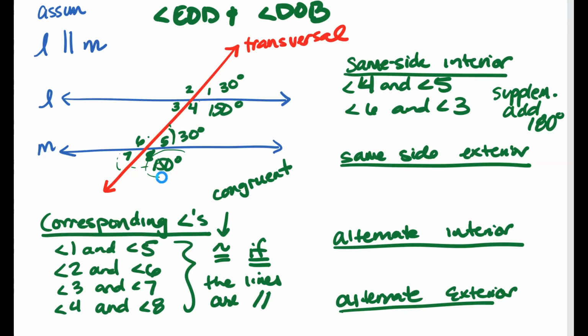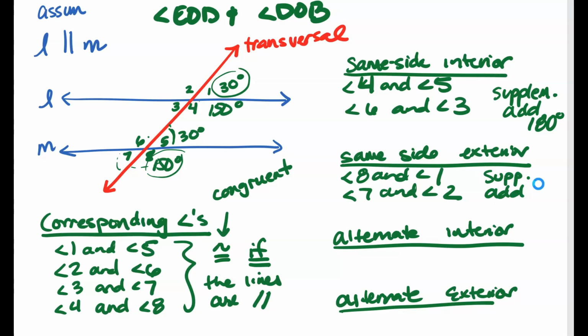Same side exterior is the same side of the transversal, but on the outside of the blue lines. So 8 and 1 are same side exterior, angle 8 and angle 1, and then 7 and 2, angle 7 and angle 2. If you look, these are also supplementary. They add to 180. Supplementary means they add to 180 degrees. Last but not least, we've got alternate interior and alternate exterior.